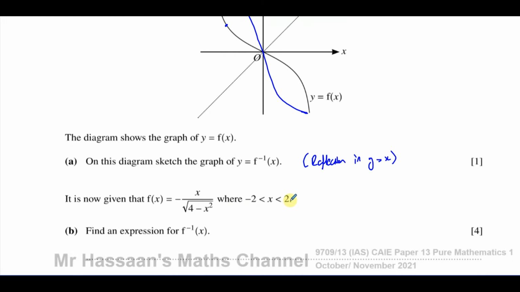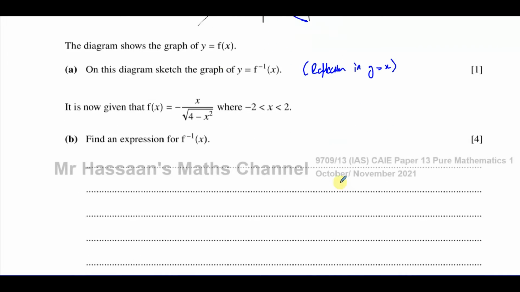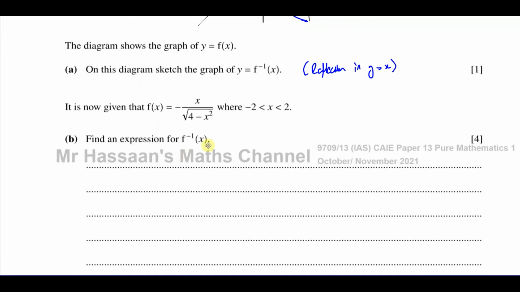We can see that. Now, it's asking us to find an expression for the inverse function. Notice it doesn't say find the inverse function, it says find an expression for it, meaning we're not required to write down its domain. If the question said find the inverse function and that was it, without mentioning the expression, then it kind of implies that we should also state its domain.